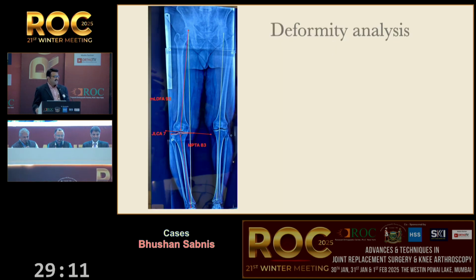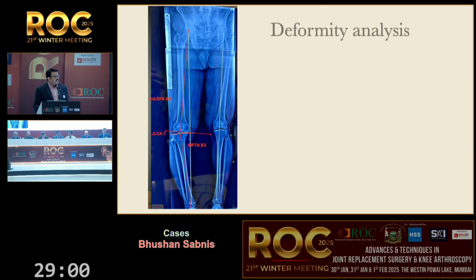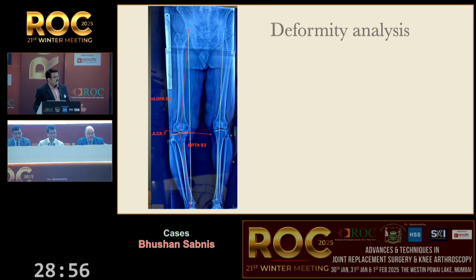Good. So the deformity analysis shows this. When you do a Bone Ninja planning, there's an MLDFA of 93 and MPTA of 83. So let's start from the left hand side. Rick, you can start. This is a typical 54-year-old gentleman with a double level deformity. How will you tackle this?